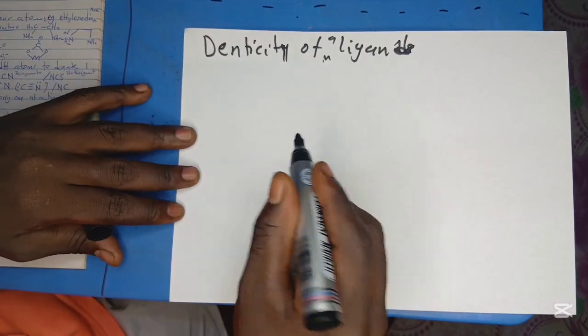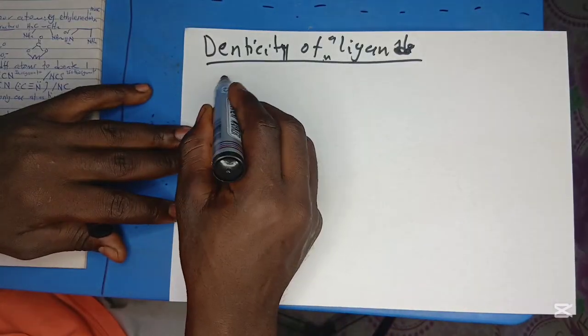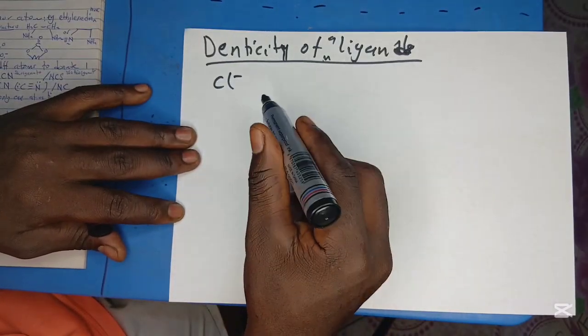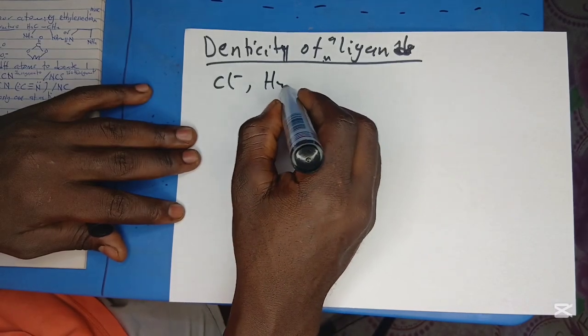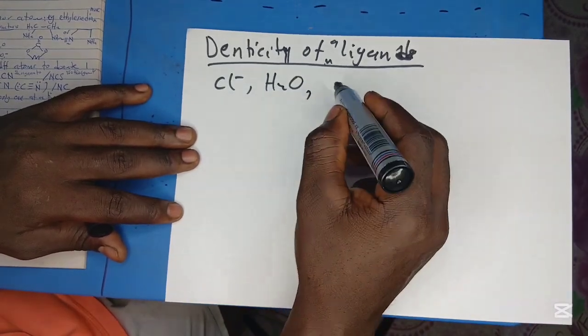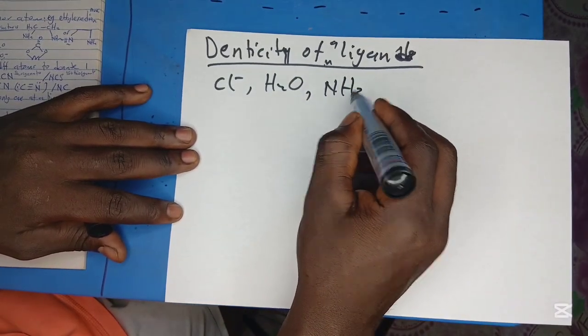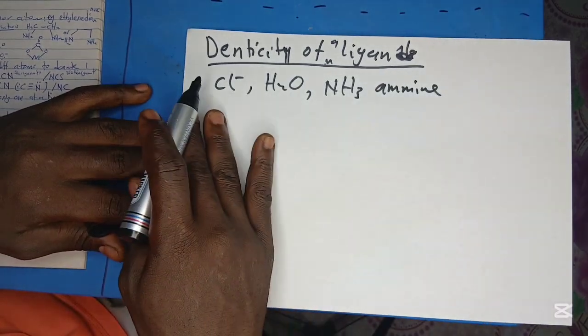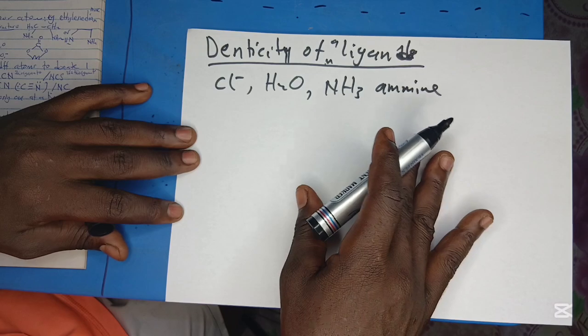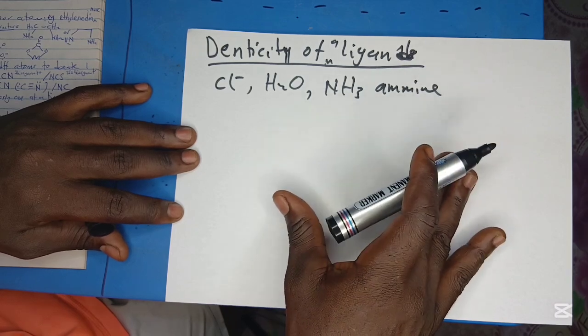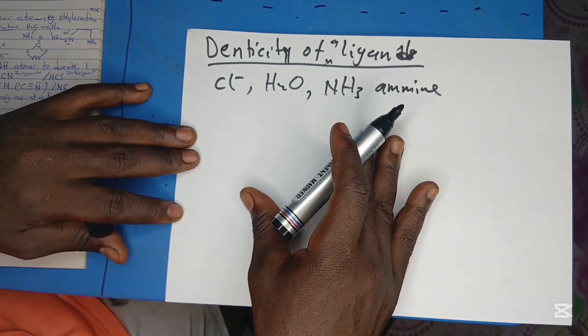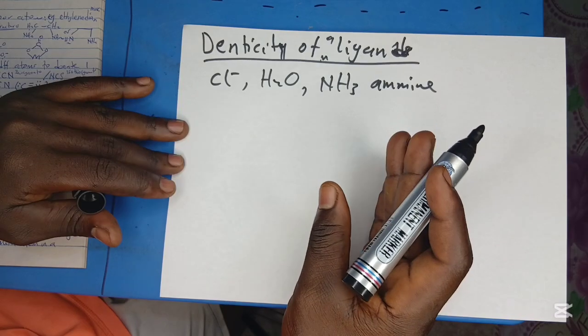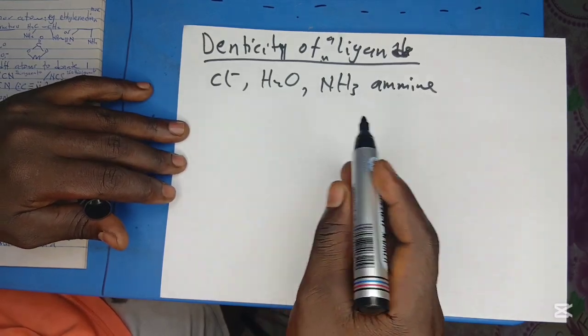We have a lot of ligands, like Cl, called chloro as a ligand, H2O, aqua as a ligand, NH3, ammine as a ligand. I have a video on various types of ligands and their names. You can check them out. So this is video 2, and it's going to tell us much about ligands.